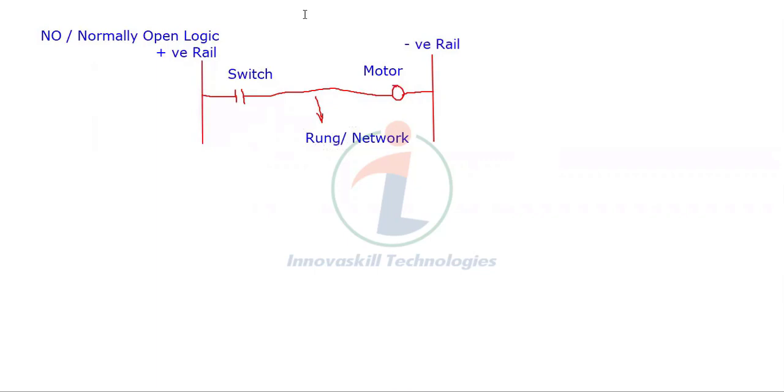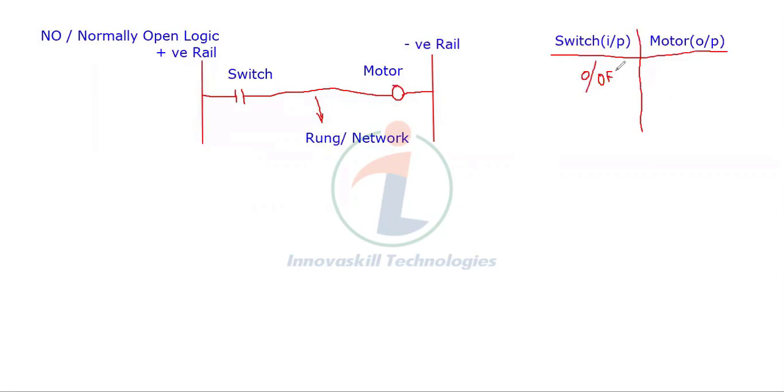I'll explain that now. For example, here the input is a switch and the output is a motor. Switch is the input and motor is the output. Here we will see how the condition will be. For example, initially the input is off. Initially the input will be in off condition. Off means it will be mentioned as 0.